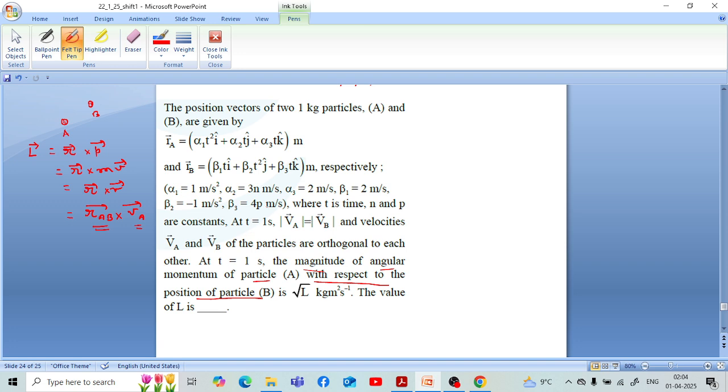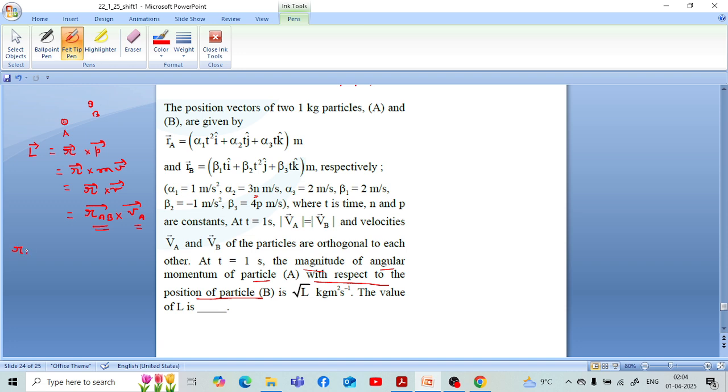Now, there are certain conditions also given. RA and RB are not given straight away; they are in terms of constants, and the values of the constants are given, which also contain some variables such as n and p. One more condition is given: at t equals 1 second, the modulus of velocities Va and Vb are equal, and they are orthogonal, meaning they make an angle of 90°. If they make an angle of 90°, their dot product is equal to 0. So, we have to utilize all these conditions one by one. Now let us solve this problem.